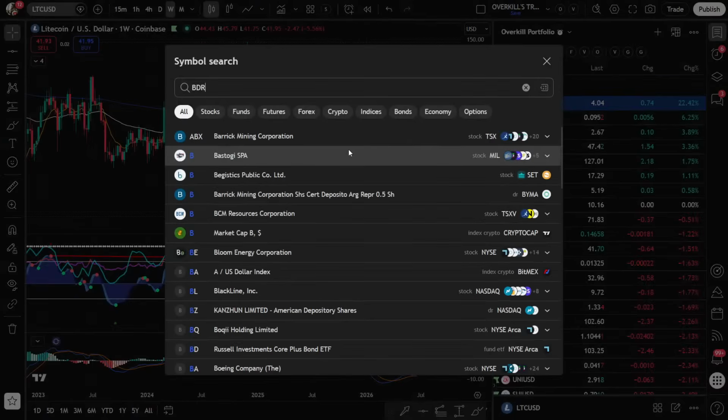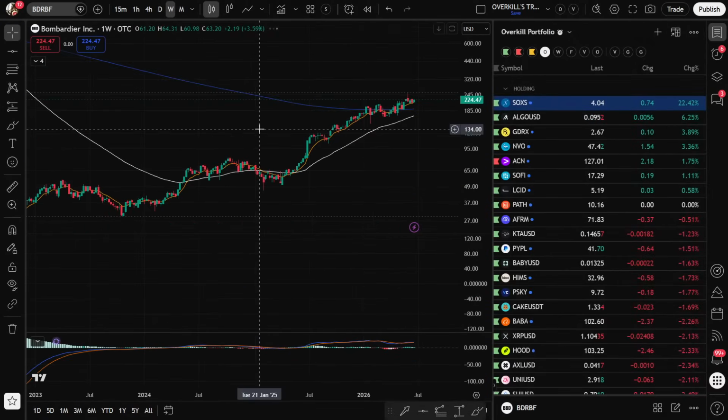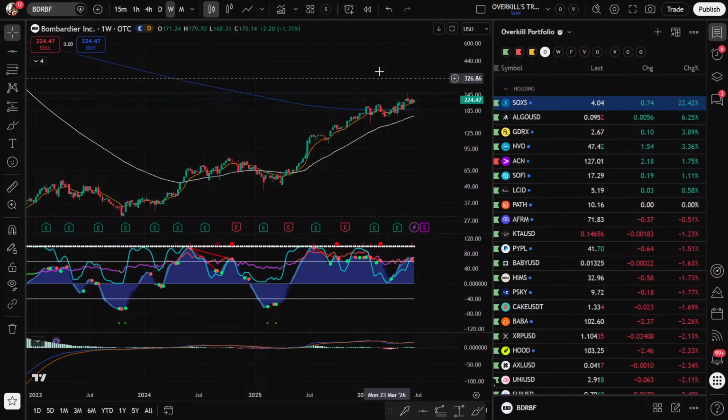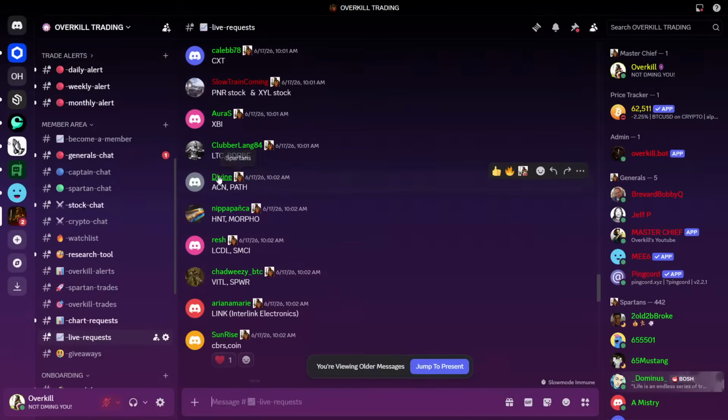BDRBF. OTC stock. Again, waves up here. We wouldn't be looking to buy that. Looks like a penny stock.